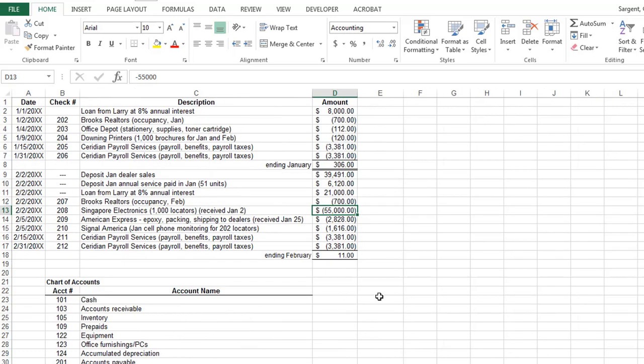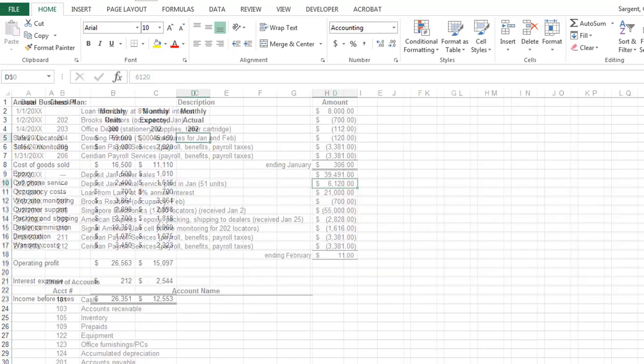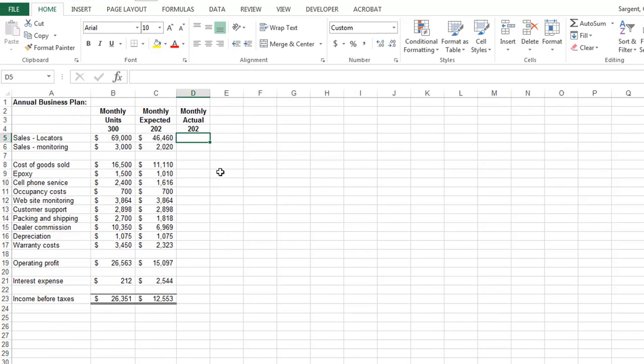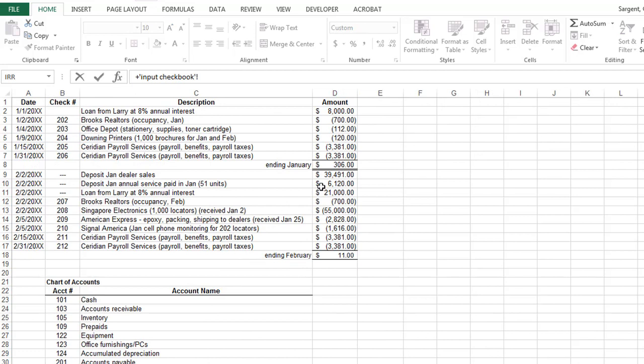So let's look here. In February, they got the cash from the sales from the January locators, and they got the cash from the subscriptions from January. So in the initial budget, they got that net of the dealer commission. So the dealer didn't give them 100% and then send them a bill for the 15%. They just remitted the 85%. So let's divide that by 1 minus the commission rate.